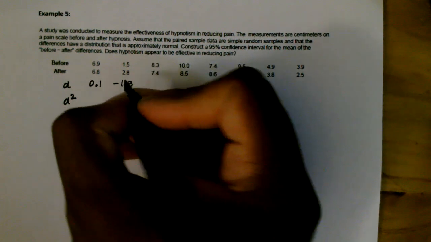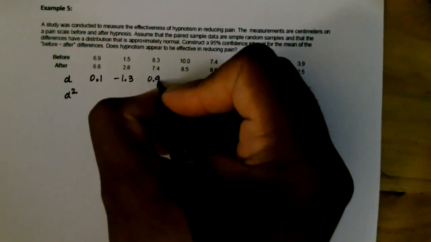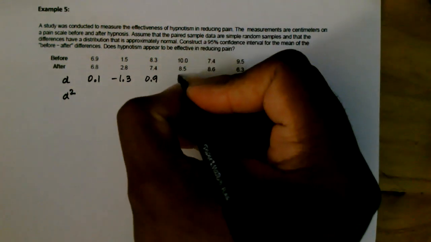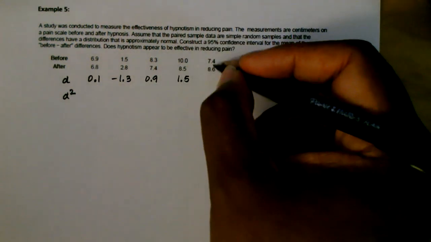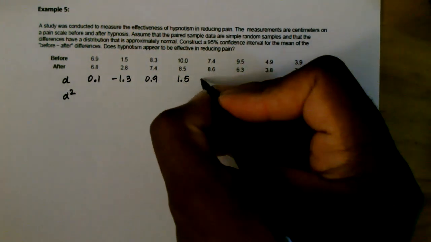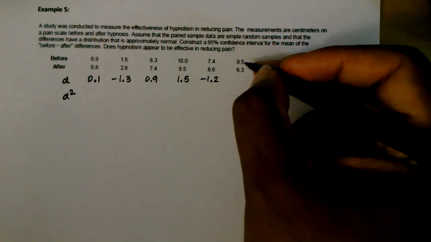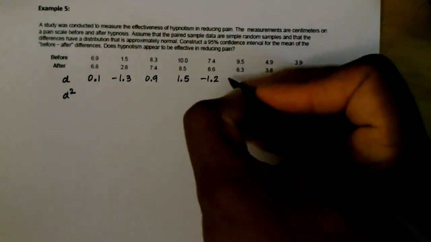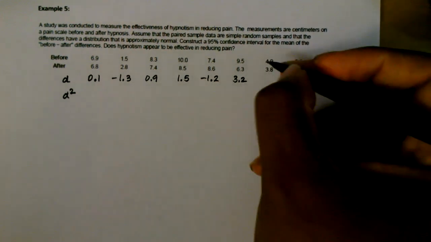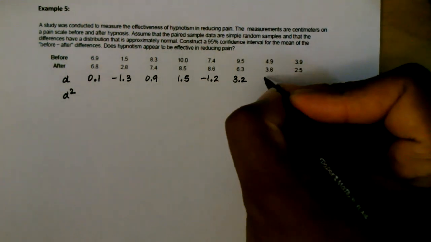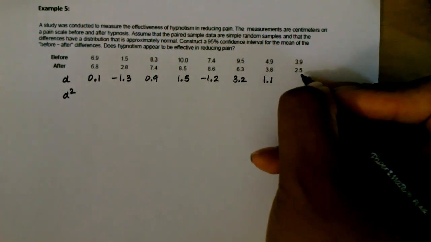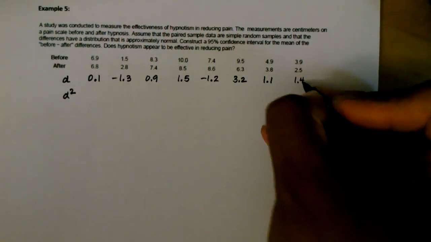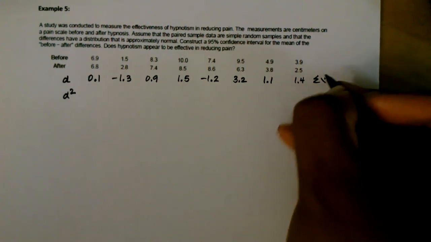1.5 minus 2.8 would be negative 1.3. 8.3 minus 7.4 is 0.9. 10.0 minus 8.5 will be 1.5. 7.4 minus 8.6 will be negative 1.2. 9.5 minus 6.3 will be 3.2. 4.9 minus 3.8 will be 1.1. 3.9 minus 2.5 will be 1.4. And I'm going to find the sum of these differences.